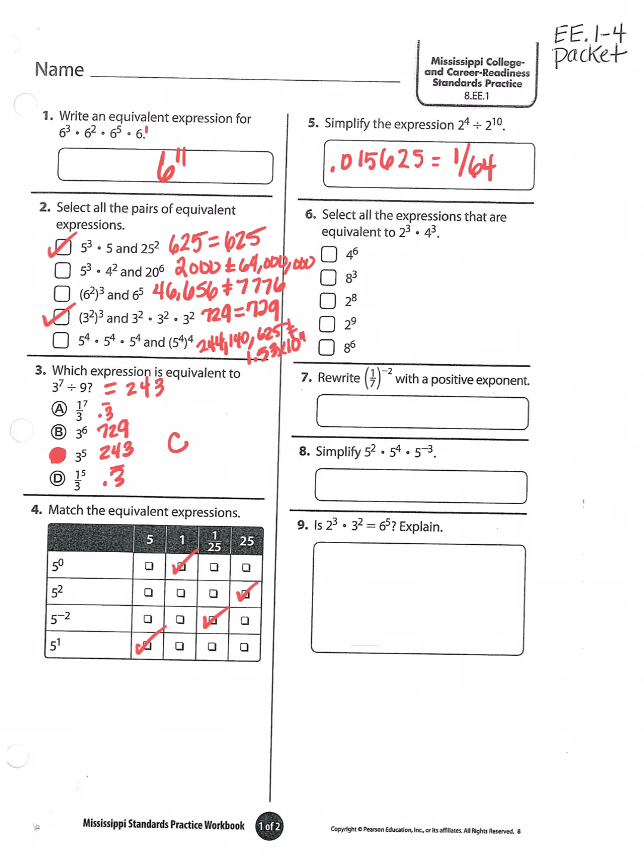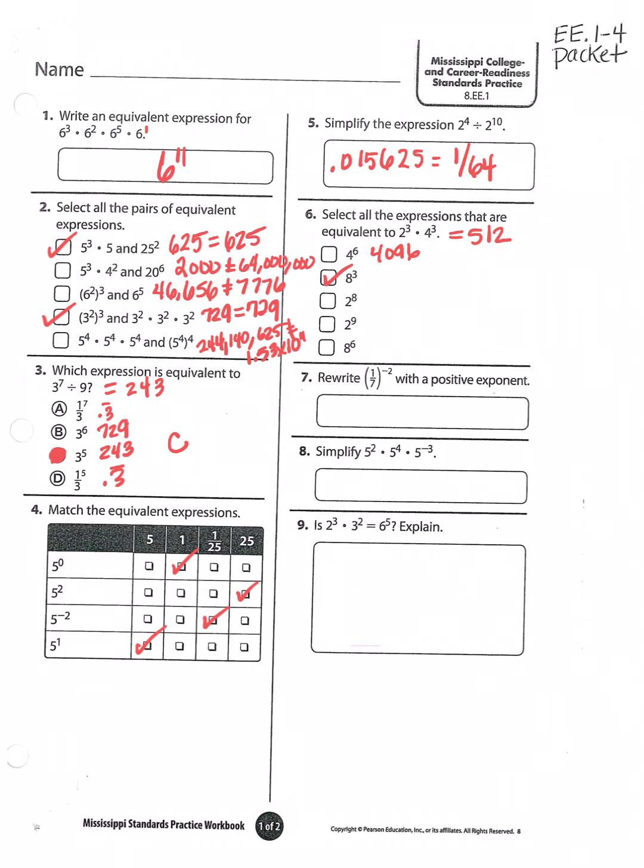Number 6, select all the expressions that are equivalent to 2 to the 3rd times 4 to the 3rd. Well, if I punch that in my calculator, 2 to the 3rd times 4 to the 3rd, I get 512. So all I want to do is check each one of these, and whichever ones are equal to 512, I want to mark those as equivalent because they're equal. So 4 to the 6th, that one is 4,096, so it's not. 8 to the 3rd, that one is 512, so I'm going to mark it.